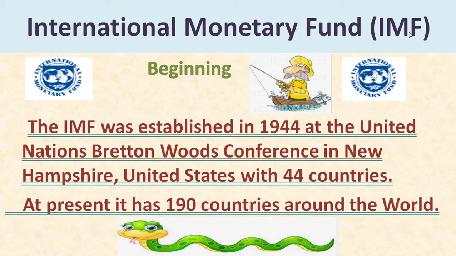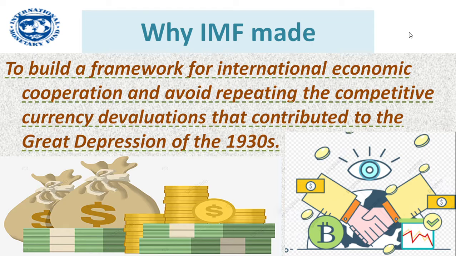The IMF was established in 1944 at the United Nations Bretton Woods Conference in New Hampshire, United States, with 44 countries. At present, it has 190 countries around the world. Why was the IMF made? To build a framework for international economic cooperation and avoid repeating the competitive currency devaluations that contributed to the Great Depression of the 1930s.